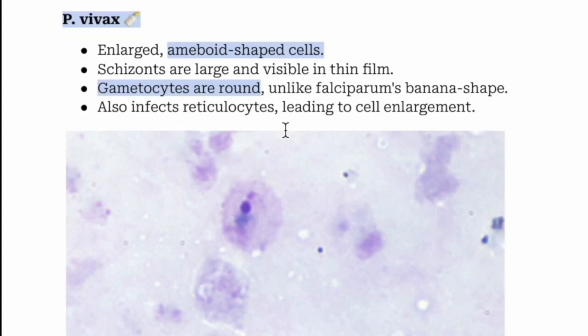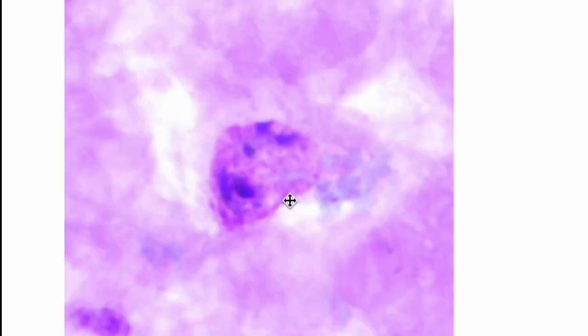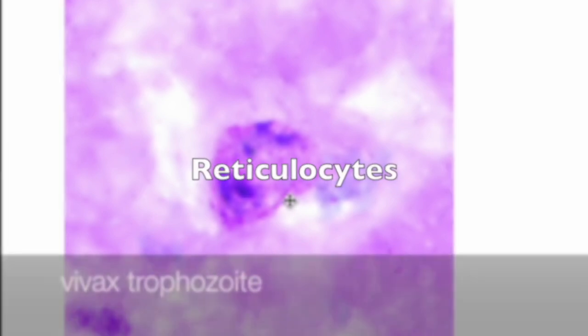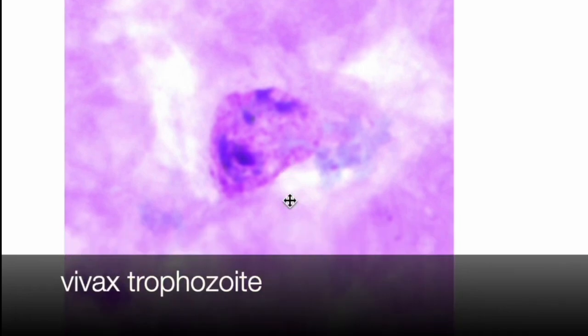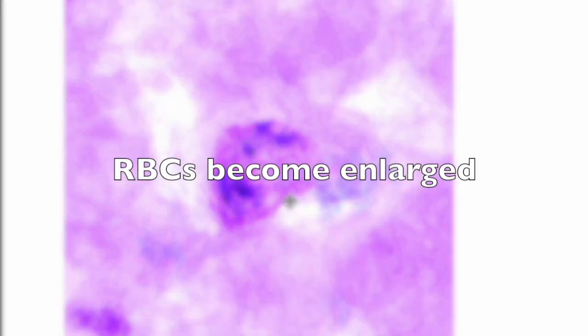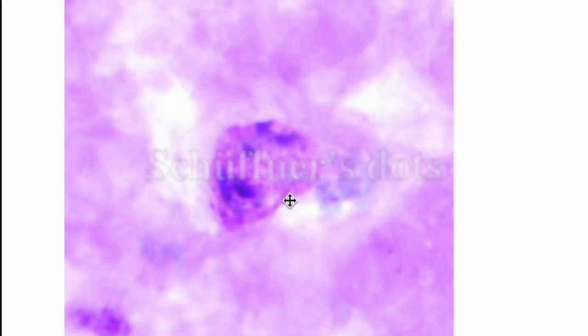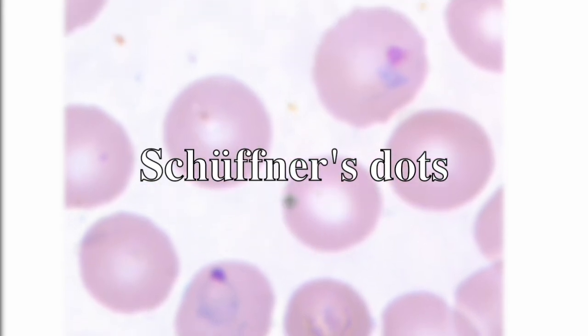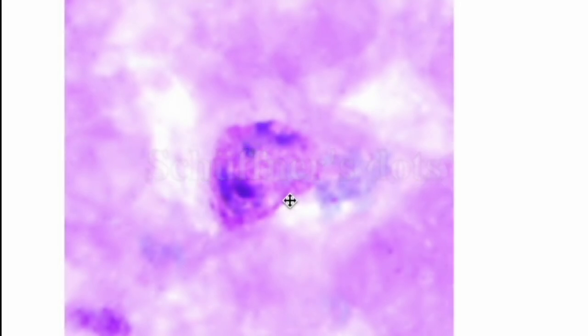So let's look at Vivax. Vivax tends to have these enlarged amoeboid shapes. Vivax invades young red blood cells. The technical or scientific term is reticulocytes. And because they're young, they become enlarged when they're infected. You will see Schüffner's dots. These are fine pink stippling that appear in infected erythrocytes, another name for red blood cells.